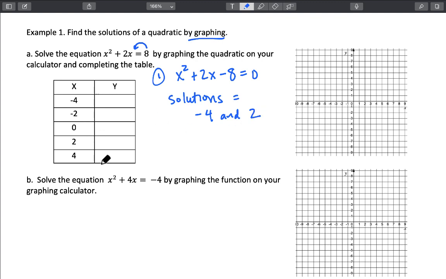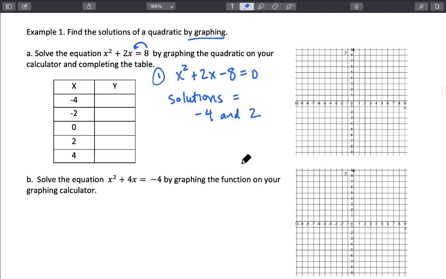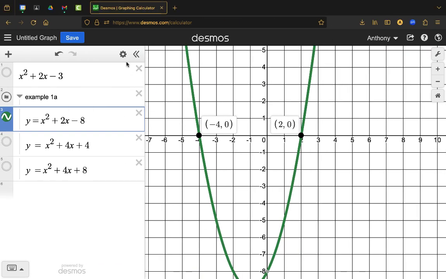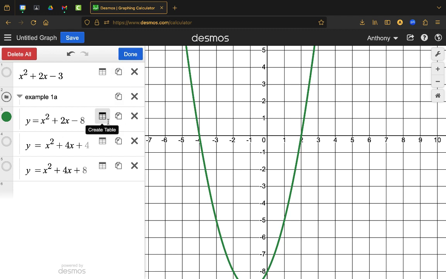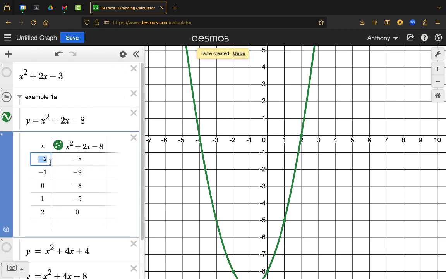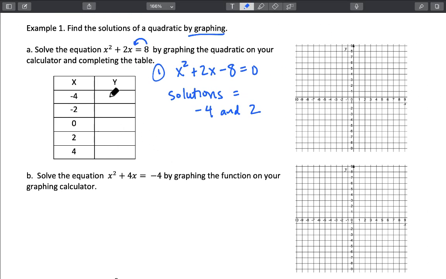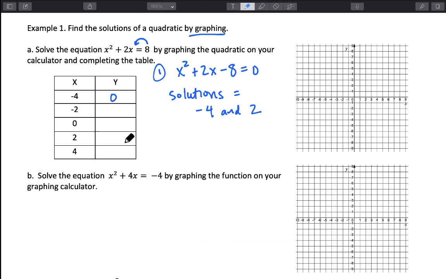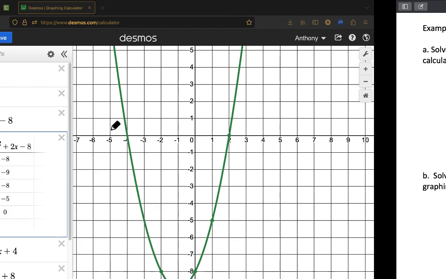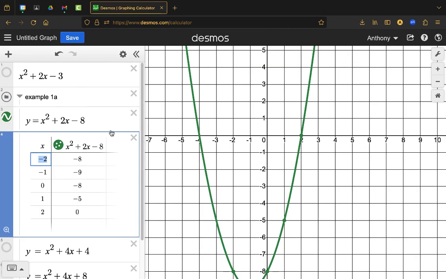Next, I want to make sure I complete my table and just show a graph of what my parabola looks like. So heading back over to Desmos, I can turn on my graph for this function and create my table. Negative 2, negative 8, negative 1, negative 9, 0, negative 8, and oh yeah, we got some other points here. So let's go ahead and make sure we plot those. Negative 4, this was 0. At negative 2, this was negative 8. At 0, it was negative 8 again.